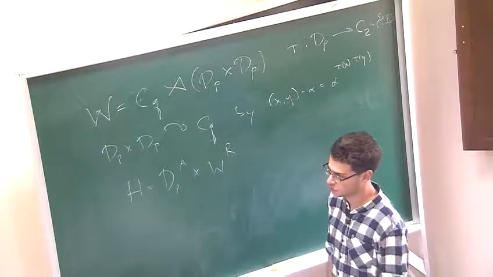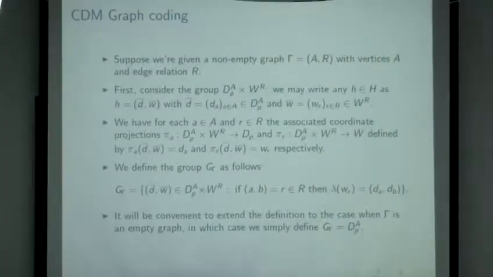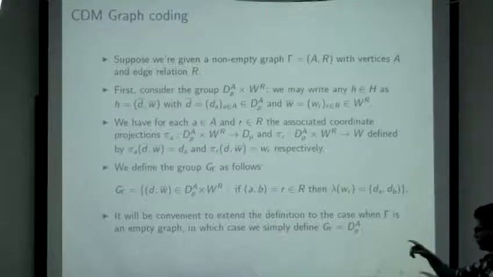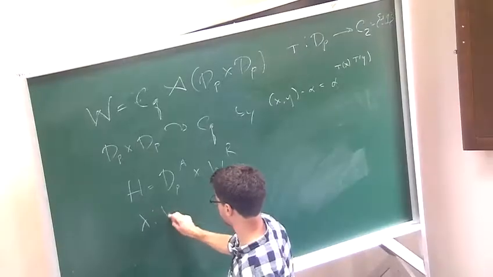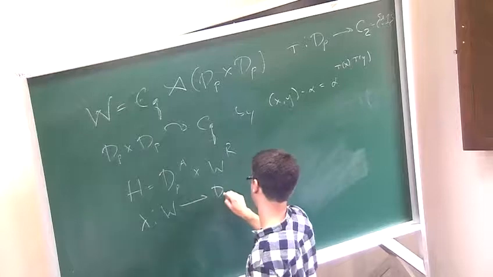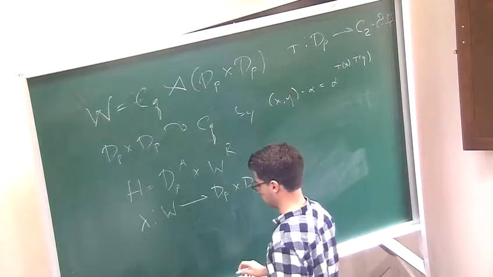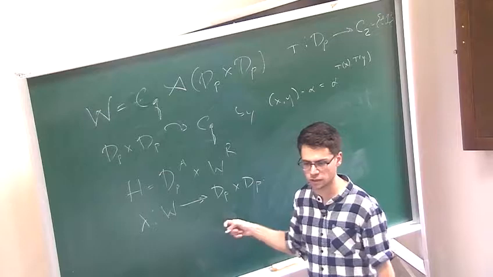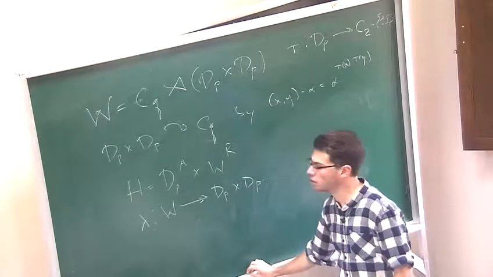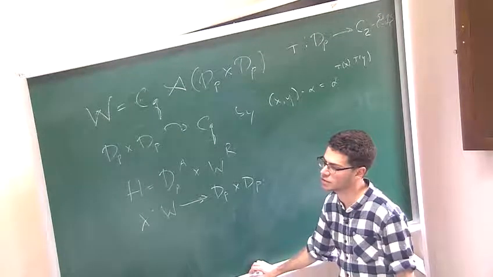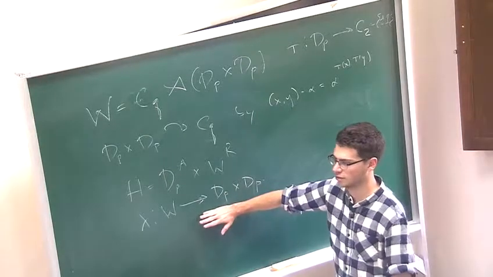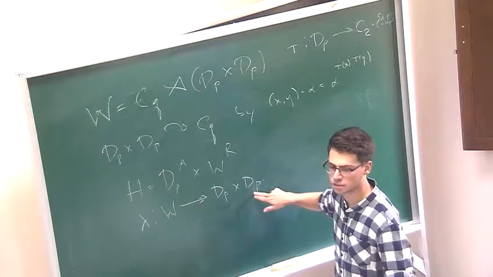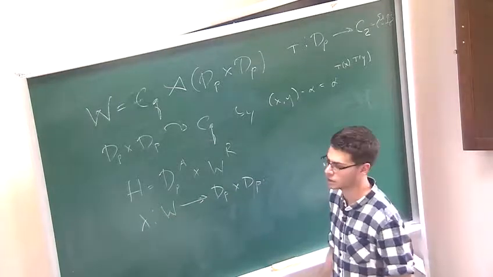Okay, so G gamma is this group. So here's the way it works. So maybe one more piece of notation which is worth remembering is you have lambda, which goes from W to Dp times Dp, which is the thing that just forgets about the CQ coordinate. Right? So lambda here came from this sequence. So here's lambda, which I'll remember here. So it's the surjection from W to Dp times Dp that forgets about the CQ coordinates.